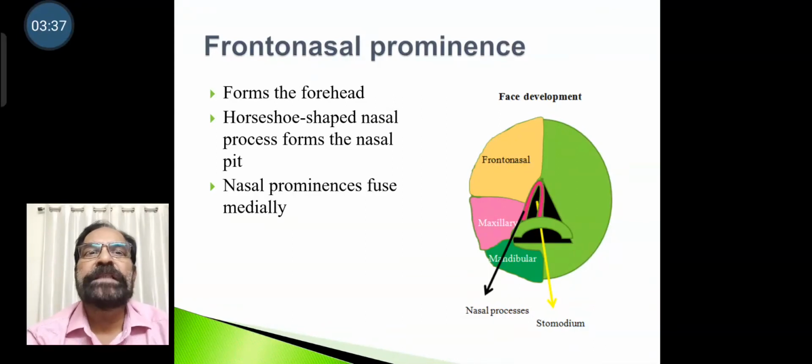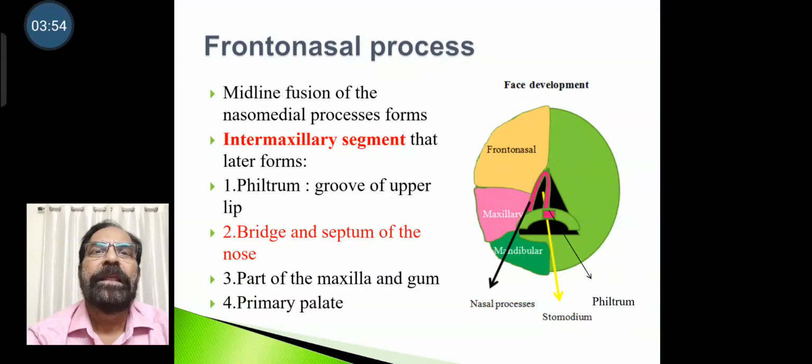First, we start with frontonasal prominence. Frontonasal prominence forms the forehead. The horseshoe-shaped nasal process forms nasal pit. Medial nasal prominences fuse medially. Midline fusion of nasomedial process forms intermaxillary segment that forms philtrum, that is groove of the upper lip, bridge and septum of the nose, part of maxilla and gum, and primary palate.